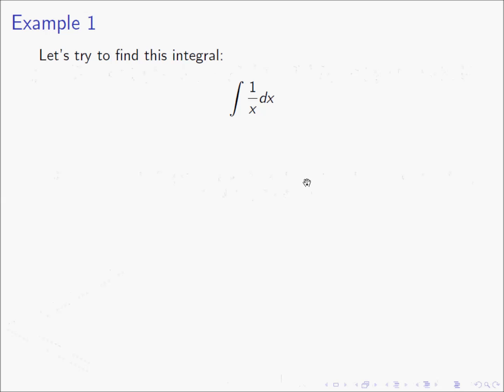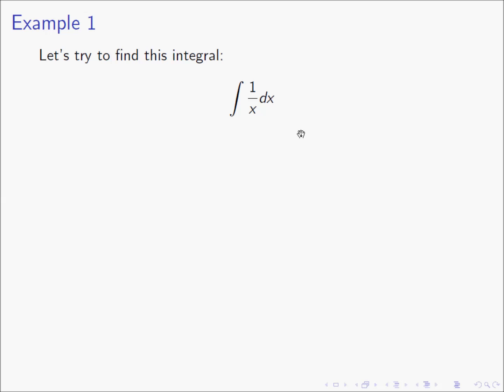In part 1 we introduced the concept of indefinite integral. Let's now try to solve more examples. Let's try to find more integrals. Here we have the integral of 1 over x dx. We want to integrate 1 over x.